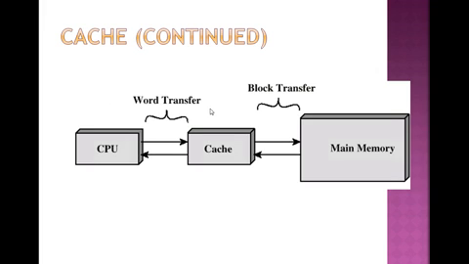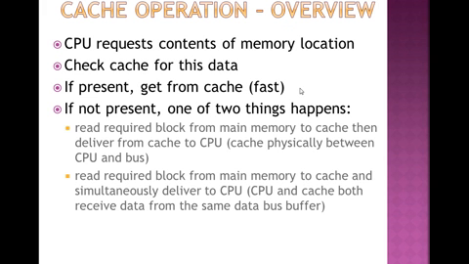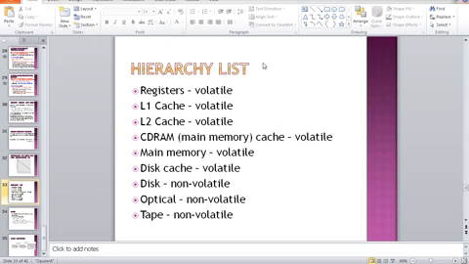That is transferring a word from the CPU to the cache. And here there is a block transfer. That is more than one word, a combination of words, that can be transferred between the cache memory and the main memory. Then cache operations.